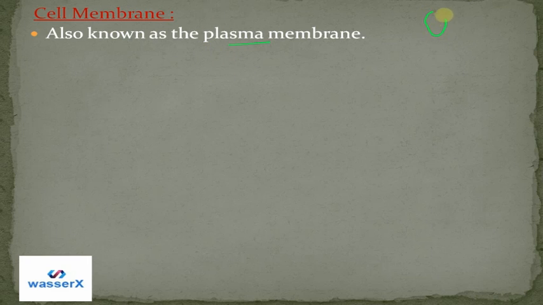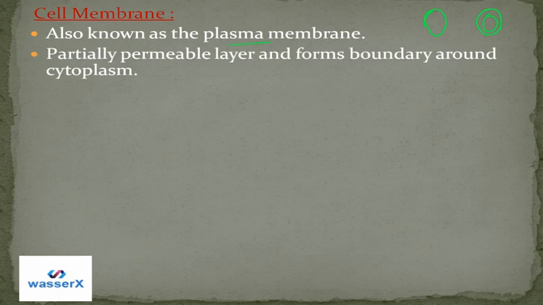So this is the cell membrane. If this is animal cell, this is the outermost layer, and if this is plant cell, then this is cell wall and this is cell membrane. Then we can say that this is partially permeable layer and it forms boundary around the cytoplasm. That means that this is cytoplasm which is inside in my cell. Now this cell membrane forms a boundary around my cytoplasm.